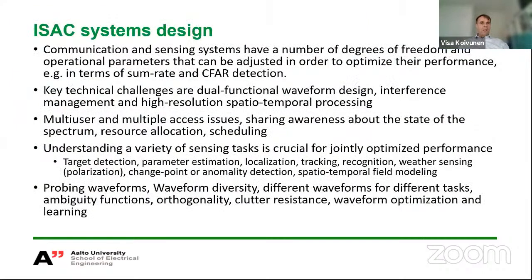So regarding these ISAC system designs, modern communication and sensing systems have a number of degrees of freedom and operational parameters, and you can adjust those parameters to optimize or maximize the performance criteria that you are using. In communication, sum rate is a typical criterion, and in simple radar tasks, you use constant false alarm rate detection as a performance criterion. The technical challenges are how to design these waveforms, how to do interference management, and how to do high resolution spatial temporal processing to distinguish between users and targets and so on. And in shared spectrum, of course, these multi-user and multiple access issues are important and need to be addressed.